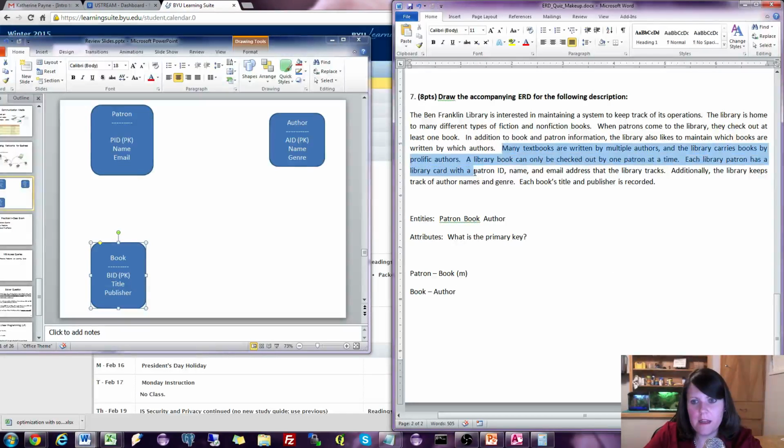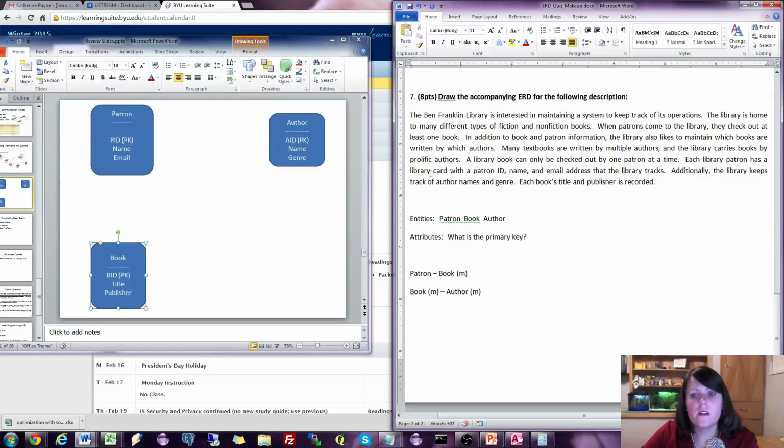So many textbooks are written by multiple authors, and the library carries books by prolific authors. So we've actually got both sides of the relationship right there. Many textbooks are written by multiple authors, so for each book, we can have multiple authors. And the library carries books by prolific authors, so for each author, we can have many books. And so we do have a many-to-many relationship here. But let's keep reading.